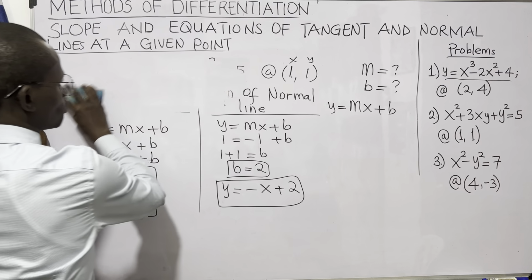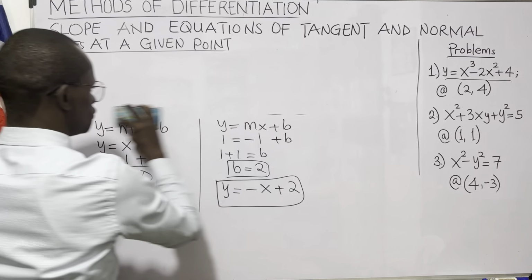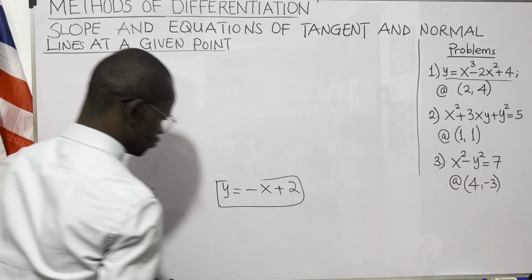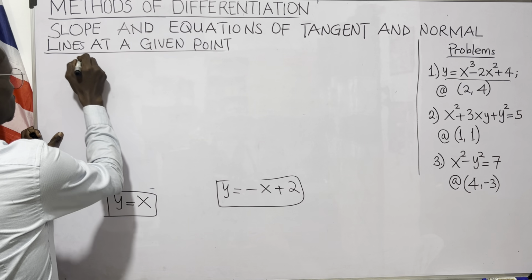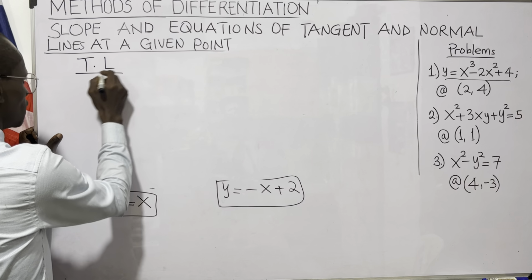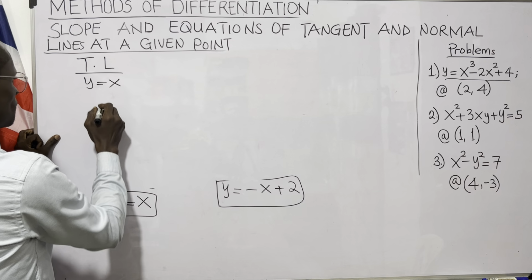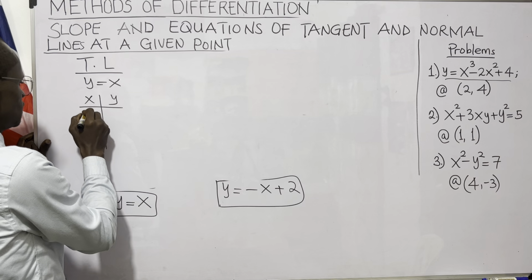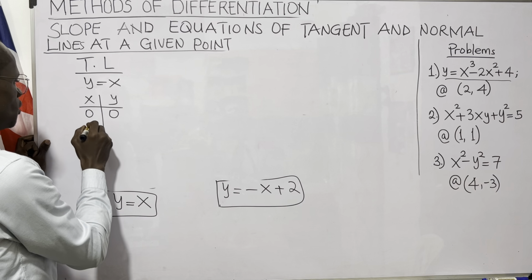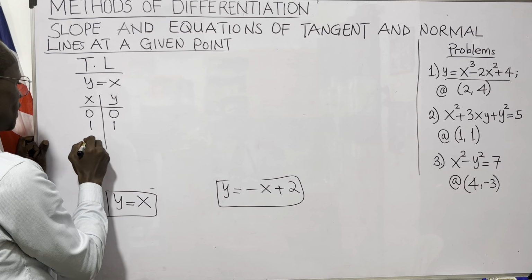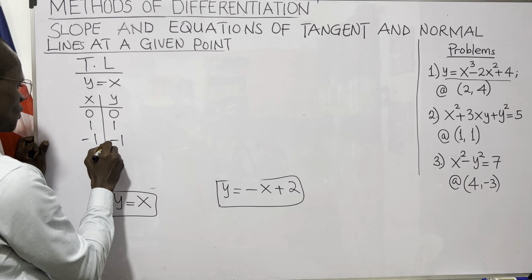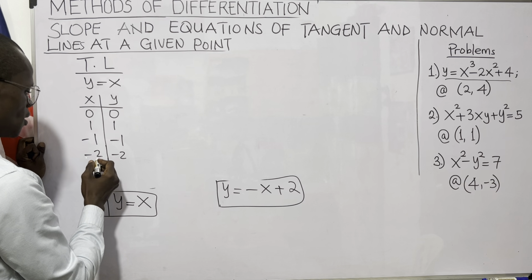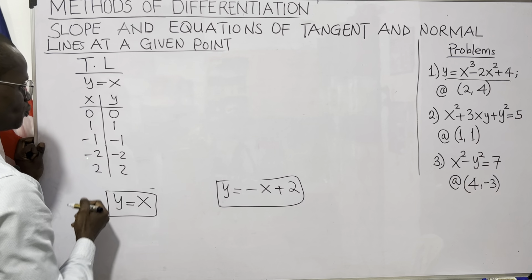So let's see, if you have these two lines, whether they are actually perpendicular to each other. This is the tangent line, y equals x. We can find some values so that we can graph it. When x is 0, y will be 0. When x is 1, y will be 1. When x is minus 1, y will be minus 1. When x is minus 2, y will be minus 2. When x is 2, y will be 2.